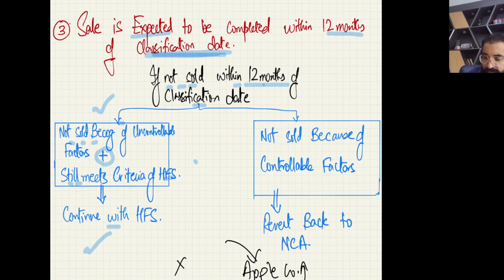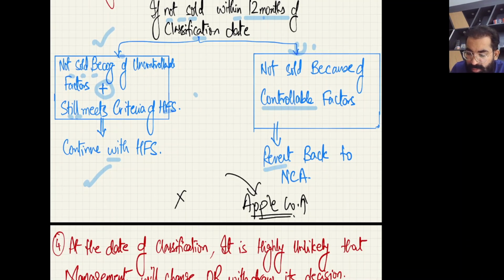But come to the second box. See this. If not sold because of controllable factors. Now, if we are culprits, we didn't do proper marketing, we didn't entertain any buyer, it was our fault, and the auditor got to know our fault, the auditor got the evidence that we intentionally didn't sell it, right? We did not entertain the buyers and all. So in that case we need to revert it back to NCA.